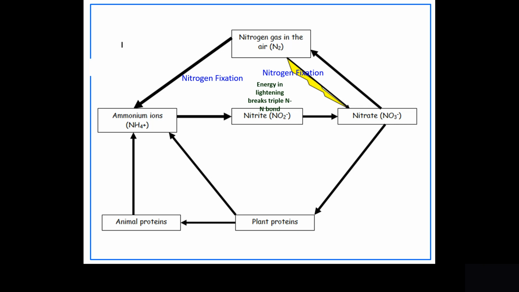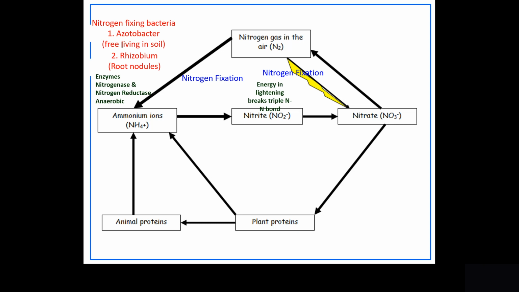Okay, now, of course, we don't have lightning all the time. So instead, this can happen via an alternative route, which is more likely to happen. Okay? And this is where our microorganisms come into it. So we have some bacteria that are called nitrogen fixing bacteria. And there are 2 different types of nitrogen fixing bacteria.